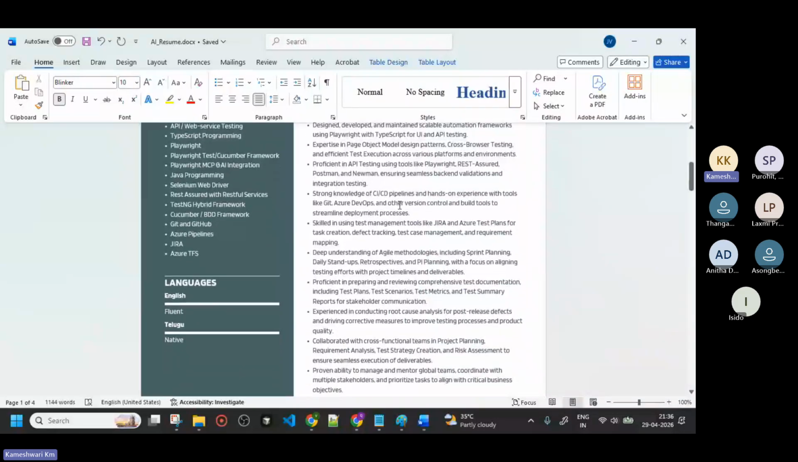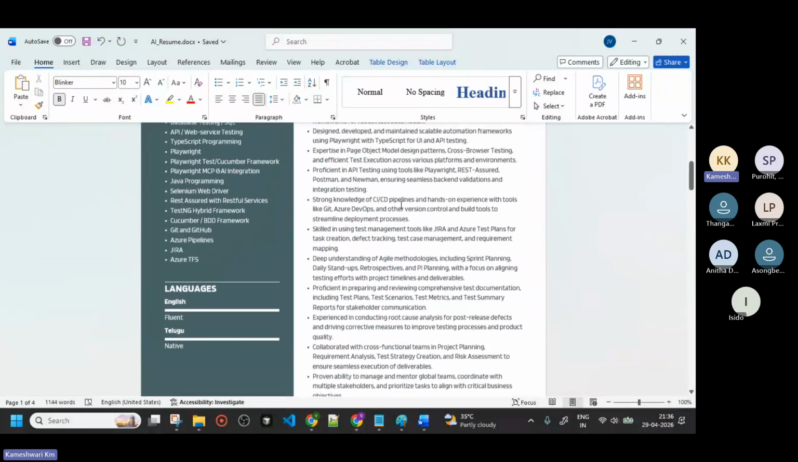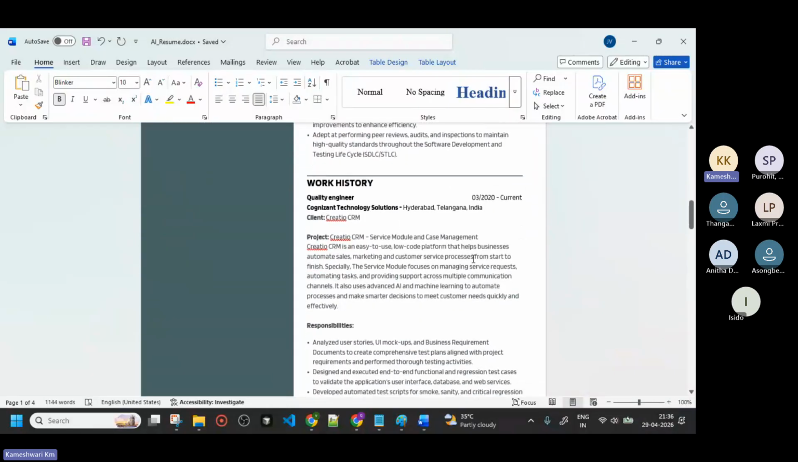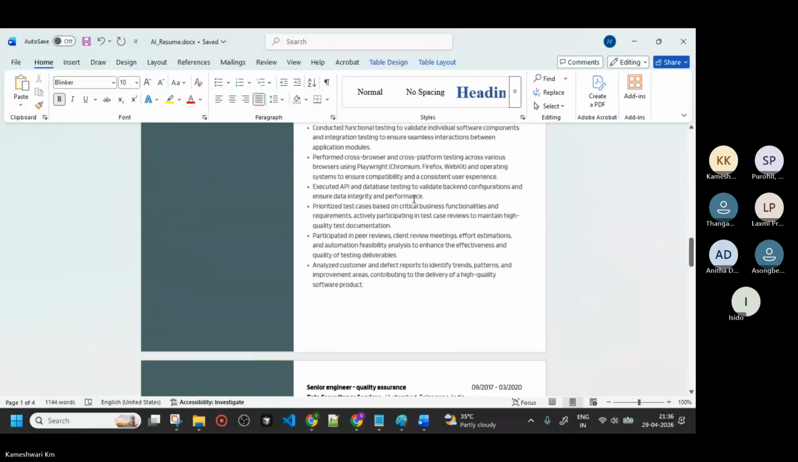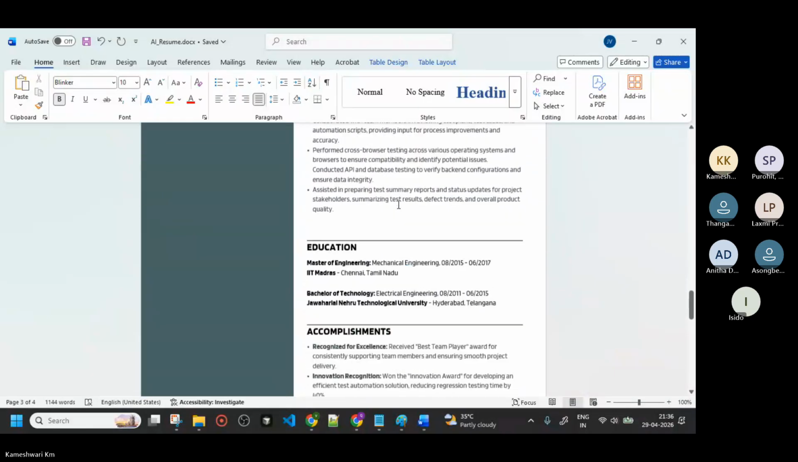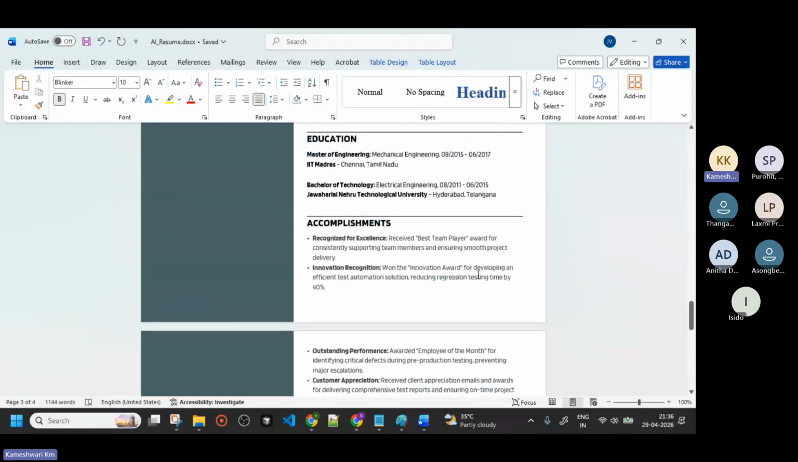projects. Like, this has been completely generated from ChatGPT itself. Okay, it's like work history, responsibilities, senior engineer, education, accomplishments, certifications. So it's one.